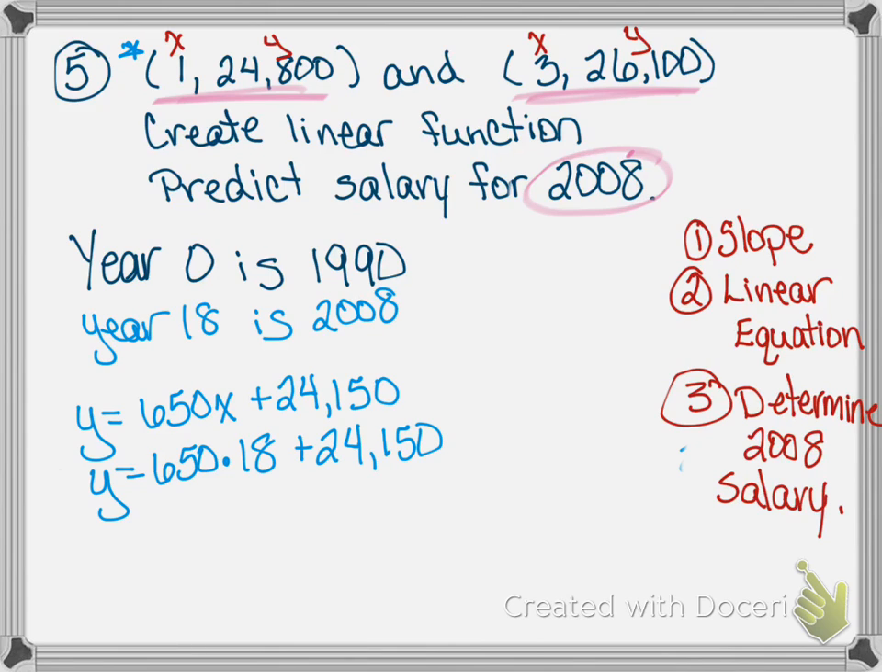Okay? What's 650 times 18? 11,700. Okay. Then when we add these together, we get 35,200.